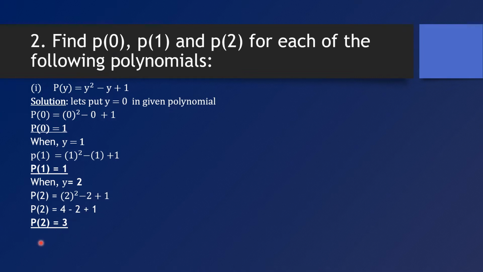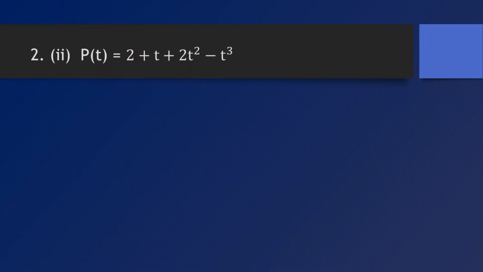So we can write the concluding answer as p of 0 is equal to 1, p of 1 is equal to 1, and p of 2 will be equal to 3 in this polynomial. Now come to the second question. The second question is p of t. Here t is another variable where we need to put 1.